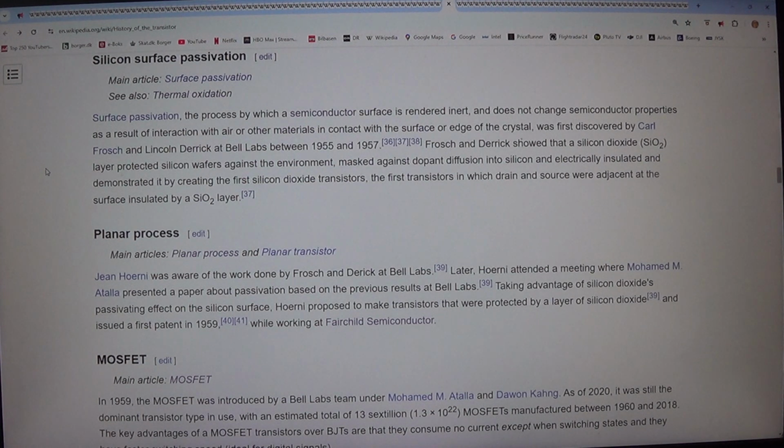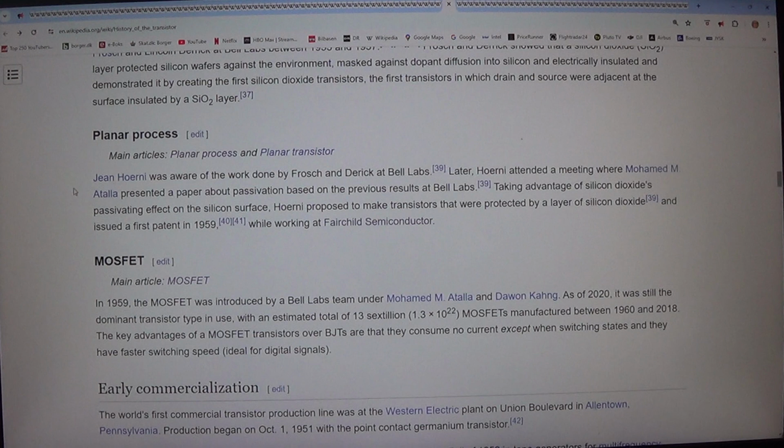Frosch and Derick showed that a silicon dioxide, SiO2, layer protected silicon wafers against the environment, masked against dopant diffusion into silicon, and electrically insulated, and demonstrated it by creating the first silicon dioxide transistors, the first transistors in which drain and source were adjacent at the surface, insulated by a SiO2 layer.